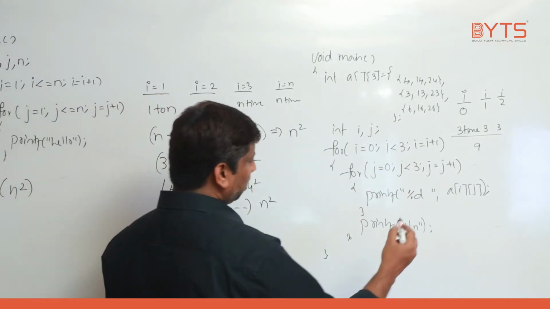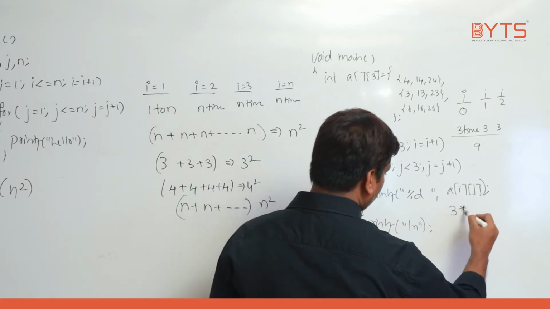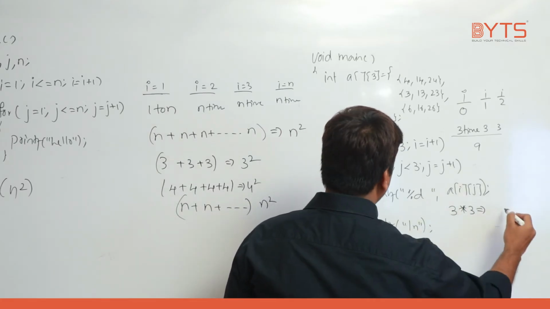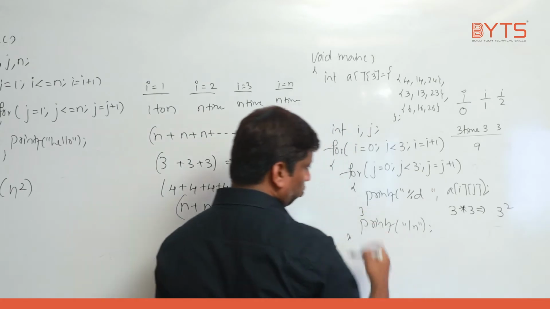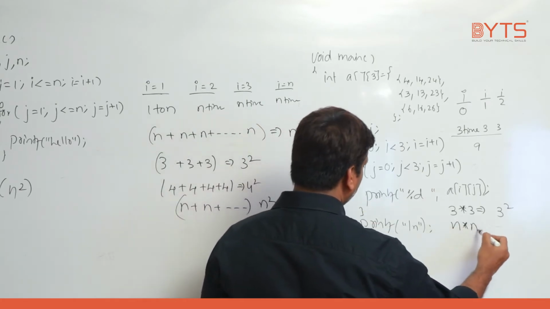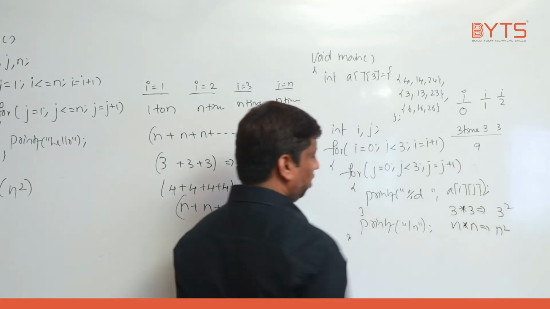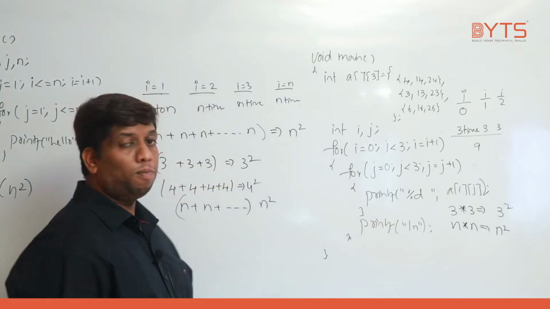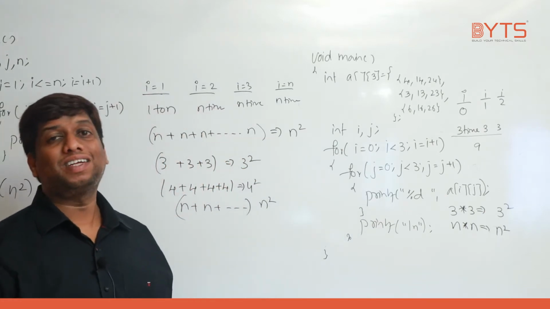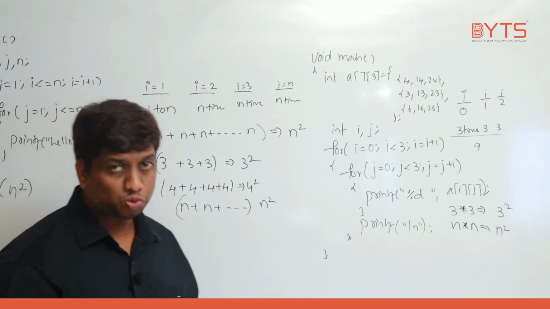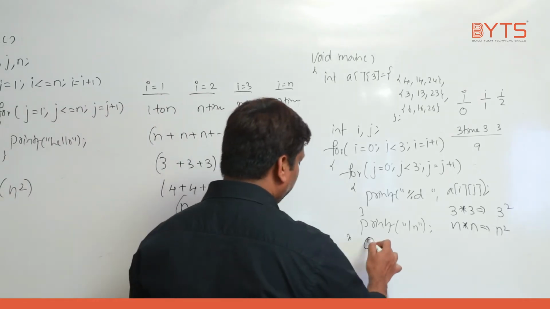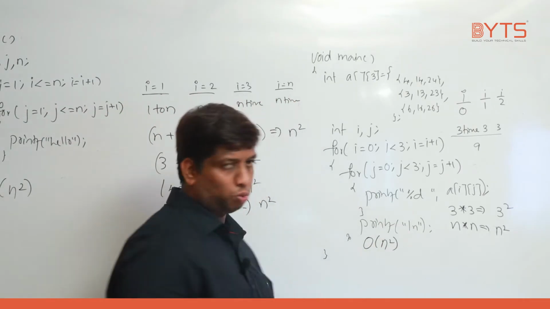Try to understand. The given matrix is a 3 by 3 matrix. That is the reason the inner loop is repeated 3 square times. If the given matrix is n by n, obviously the loop repeated how many times? n square. So the time complexity to print a 2D matrix, a square matrix, is O of n square. Simple.